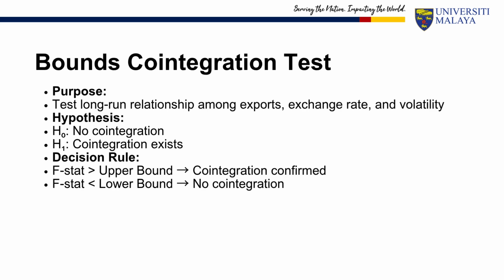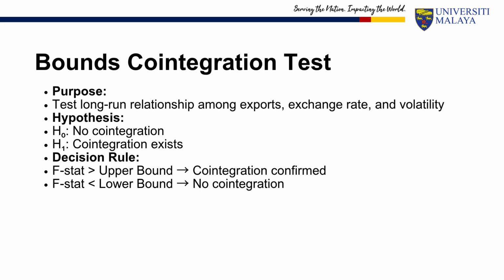And after the model, I use the bounds testing method to check if a long-term relationship exists between export, exchange rate level, and volatility. This test looks at the joint effect of the lagged level variables in the model. In the test, if the F-statistic is higher than the upper bound, then we can say that cointegration exists, which means a long-run relationship is present. If the F-statistic is lower than the lower bound, there's no cointegration. If the result is between the two bounds, then the result is inconclusive.